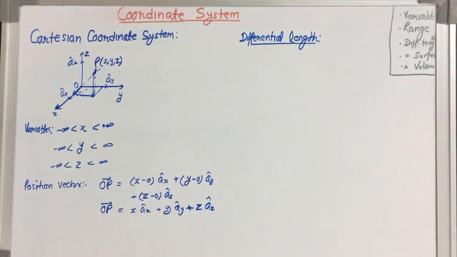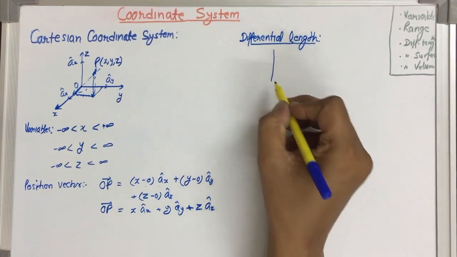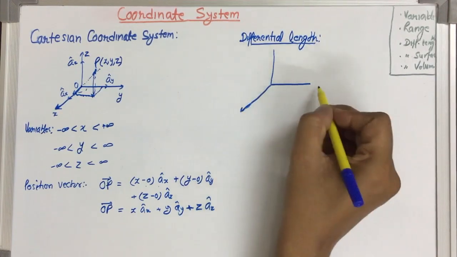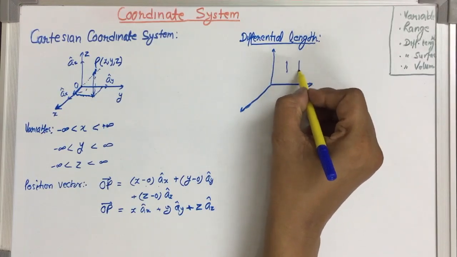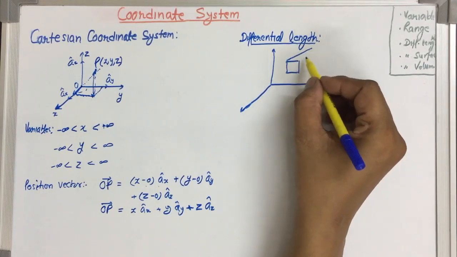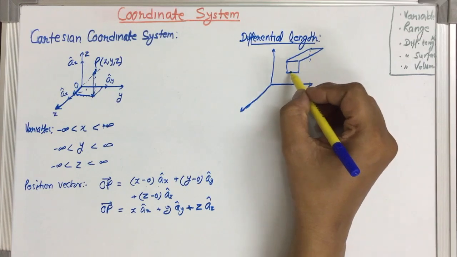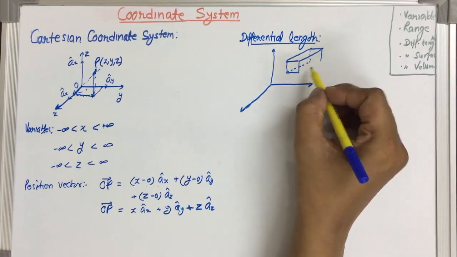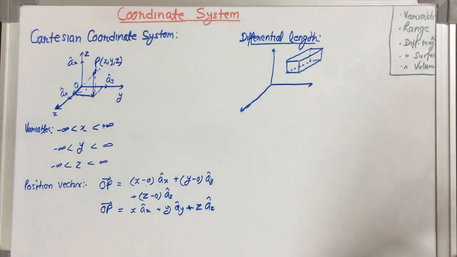Differential length. For differential length, we will assume any object like this. Okay, this is our object.